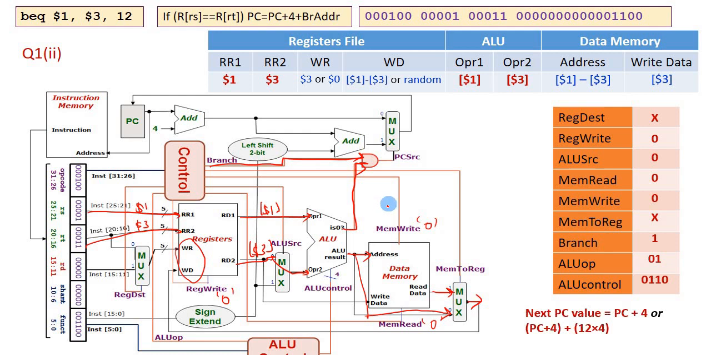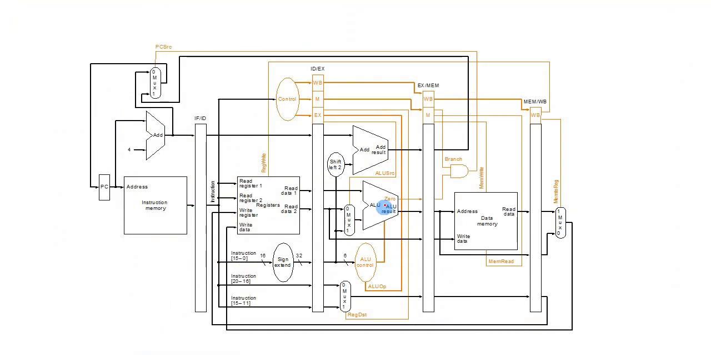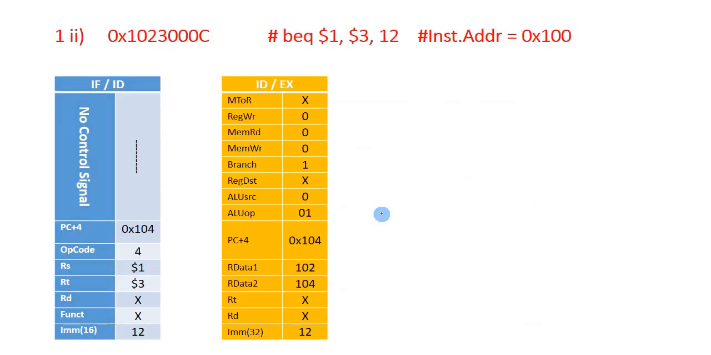So coming to our pipeline processor, after we fetch the instruction, we decode it. Once we decode it, we get the control signals. So these are all the control signals that we just saw. Again the PC plus 4, and this R data 1, R data 2 is the data in register 1 and data in register 3.